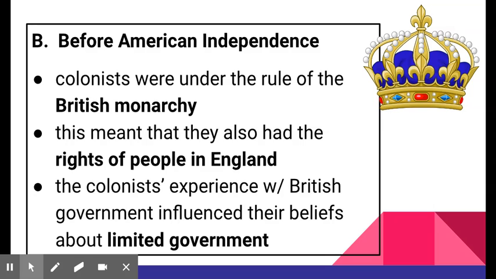All right, they had rights of the people in England, and their experience under the British government when they lived in the Americas helped influence their ideas about limited government. You should pause the video at any point that you need to in order to write down the information on your note sheet or type the information on your note sheet.